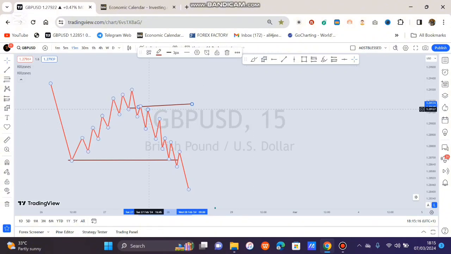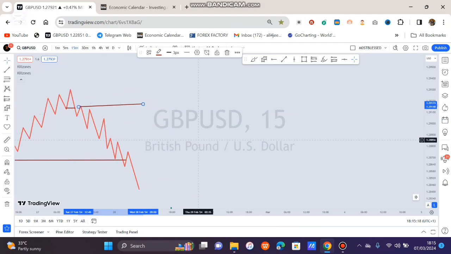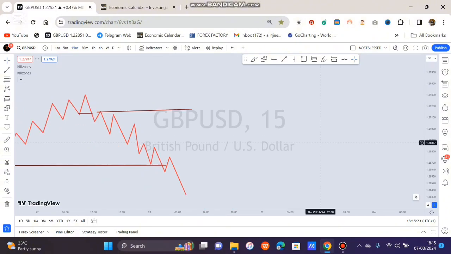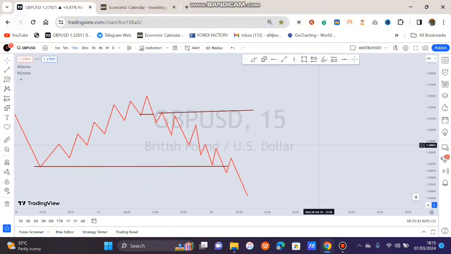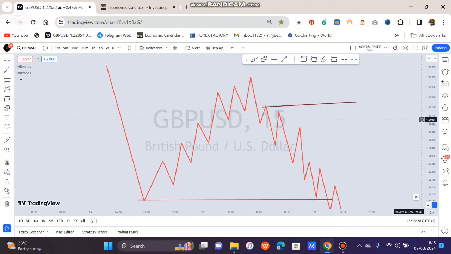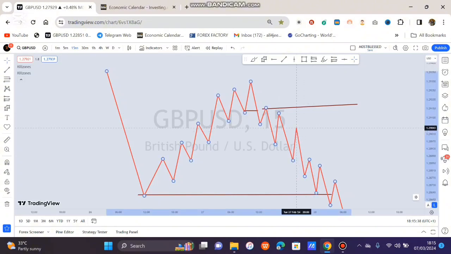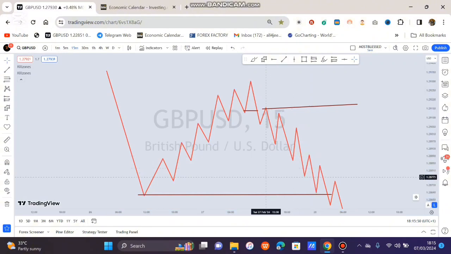Deep pullback into what? Can you see that within the internal structure, market was creating deep pullback into what? Into structure. But this did not create a deep pullback into structure. It only created what? An incomplete pullback.